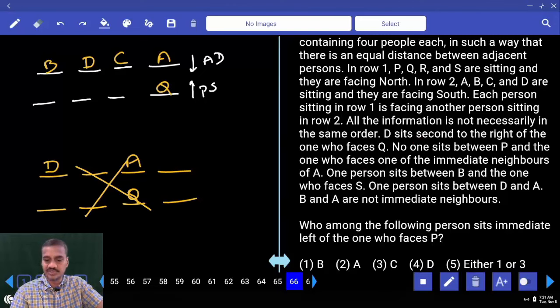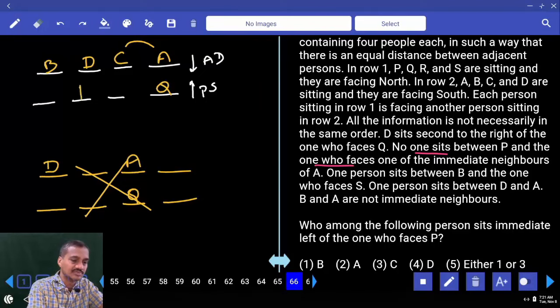No one sits between P and the one who faces one of the immediate neighbors of A. A's immediate neighbor is C. And C is opposite, and between that person and P, there should not be any person. Hence which implies that P must be here. Now follow here. A's immediate neighbor is C. C's opposite is this person. Between this person and P, there should not be any person. Isn't it? Hence P must be at this place.